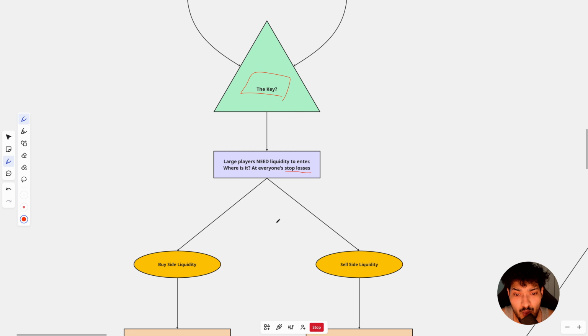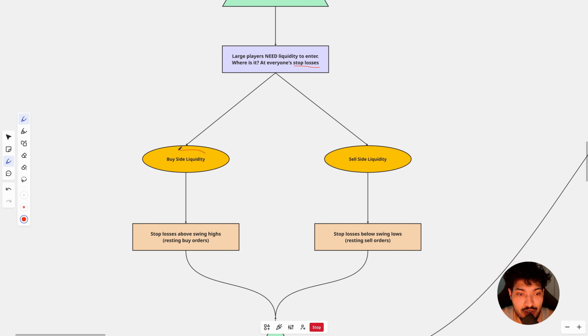But you're probably asking, okay, if this is the question, where are people's stop losses? And this is why I want to bring to your attention these two terms. You've probably heard them in ICT trading and smart money concepts trading: buy side liquidity and sell side liquidity. For buy side liquidity, this means you have stop losses resting above swing highs. These are resting buy orders.